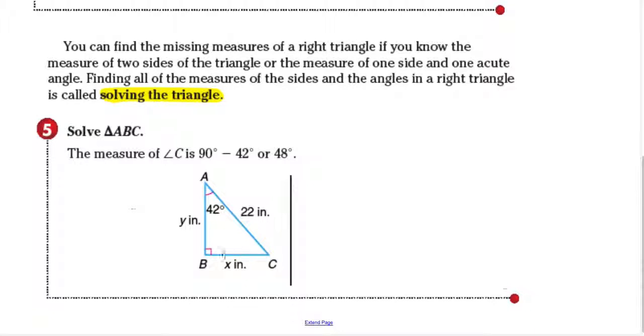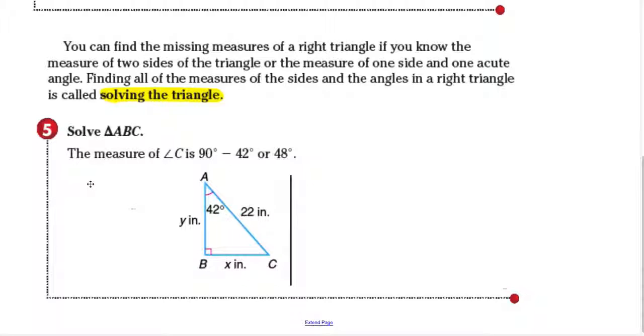Why is that? Because 90 degrees plus 90 degrees gives us 180 degrees. Basically, if I have 42 degrees and I add this particular angle, it will come up as 90 degrees. So all I need to do is get 90 degrees and subtract 42, and that'll be my angle C. So that's 48 degrees for that angle.